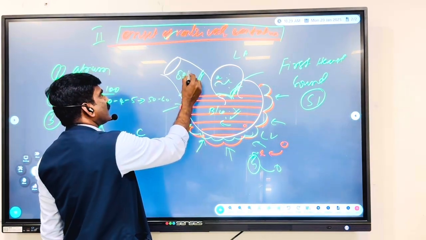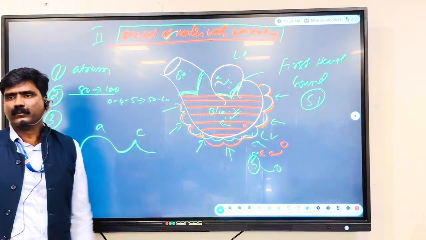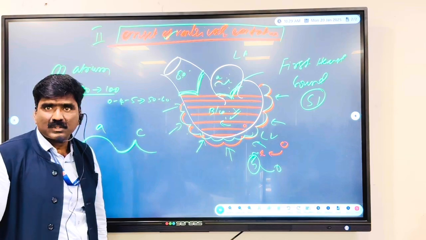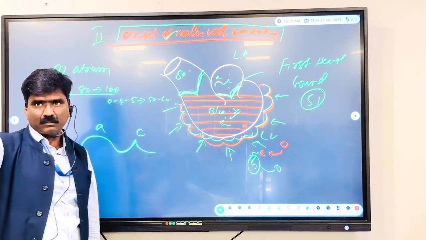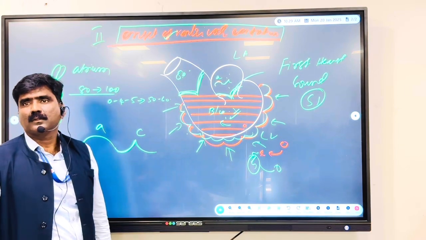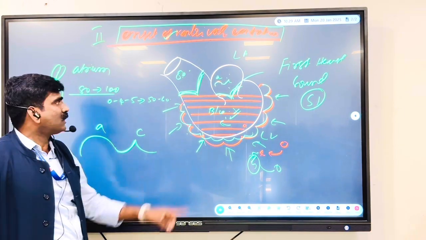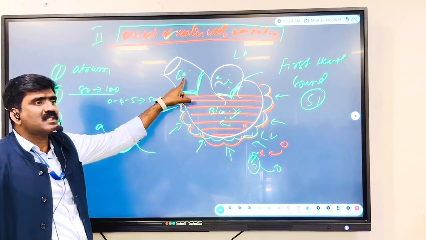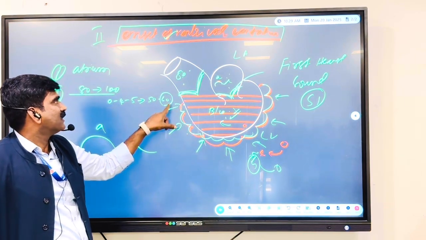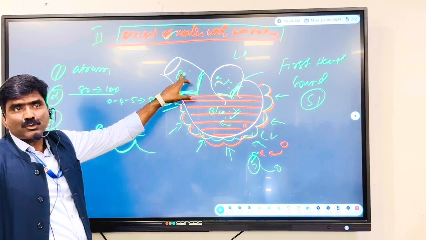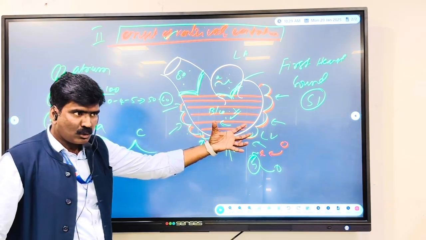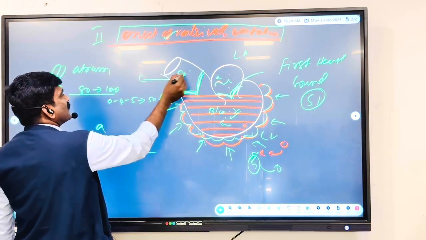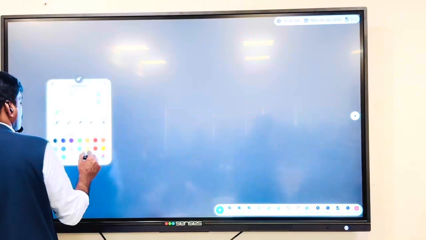And what happens here? Still the valve is closed. Why is it closed? Because the aortic pressure is still higher than the ventricular pressure. See, here it is 60 only, and here it is 80. So if the pressure is not enough to open the valve, that is why it is still closed. And the blood is still moving to the periphery.